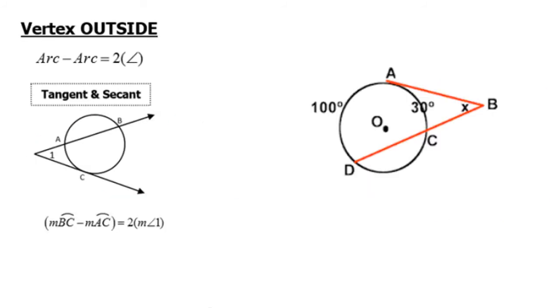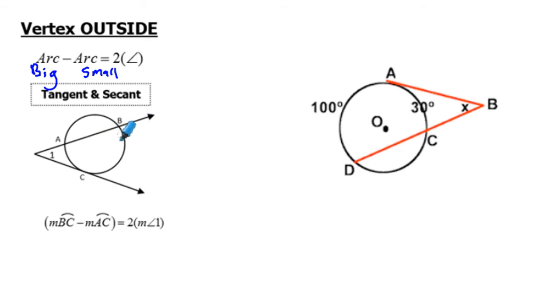Another place that these angles can occur is outside the circle. So when it's inside, we add. When it's outside, we subtract. So essentially, we're going to do arc minus arc is equal to 2 times the angle. Whenever you're subtracting, you always want to make sure that you're doing the big arc minus the small arc. Otherwise, you're going to get negative values, and negative values won't make sense here. So if you ever catch yourself getting a negative value, you would know something went wrong.